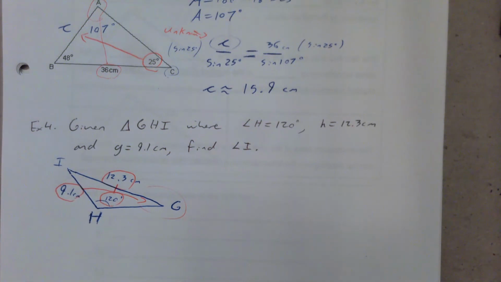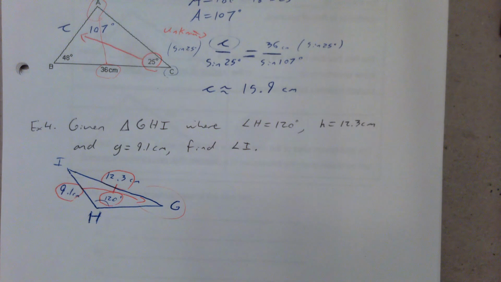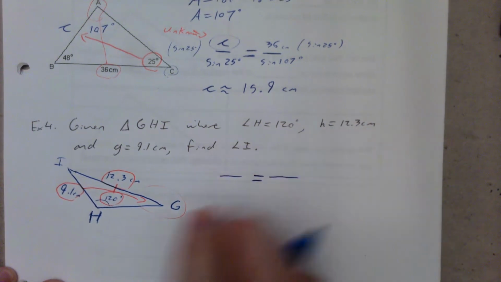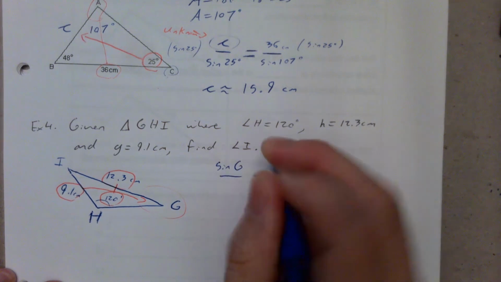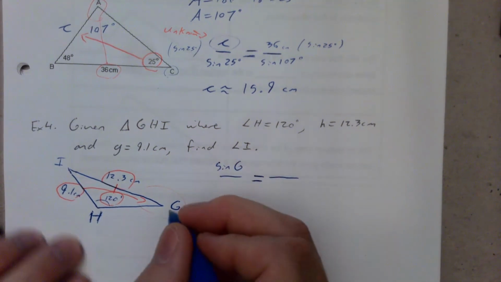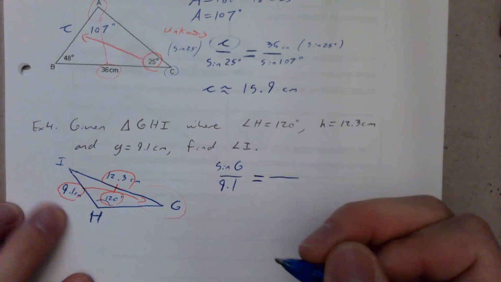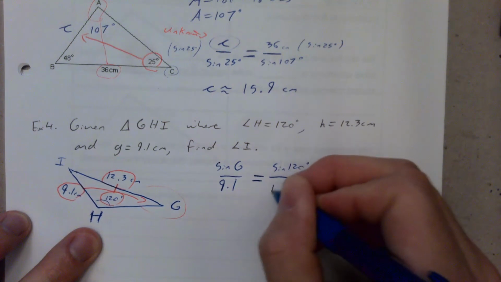I'm going to calm down a little bit and realize that if I use the sine law for angle G, then I can just use the angle sum of a triangle theorem to find angle I. So there's my plan. I'm ready to go. I'm using the sine law, so I set up a proportion. Angle G is going to be my unknown, so I'm going to write the sine of G in the top left. And I'll write that the sine of G, in ratio to the side length 9.1, is going to be equal to the sine of 120 degrees to 12.3.